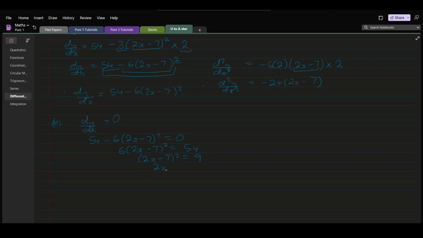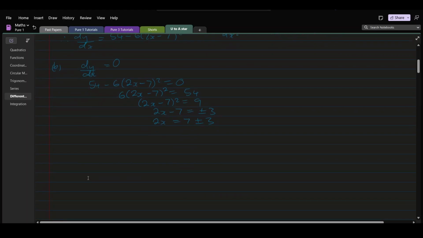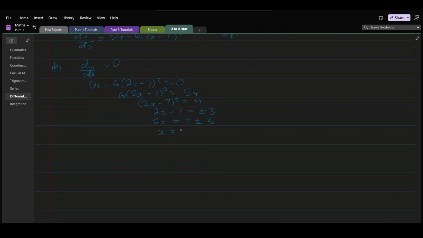Take the square root of both sides. 2x minus 7 is equal to plus or minus the square root of 9, which is 3. Add 7 to both sides. 2x is equal to 7 plus or minus 3. Divide both sides by 2. So you get x is equal to 7 plus or minus 3 over 2.